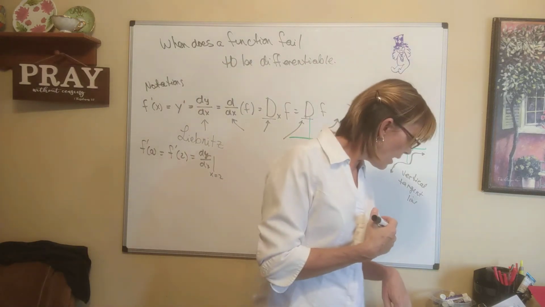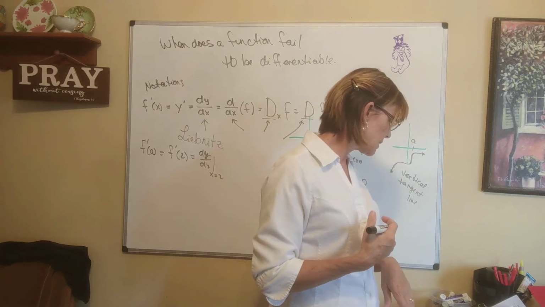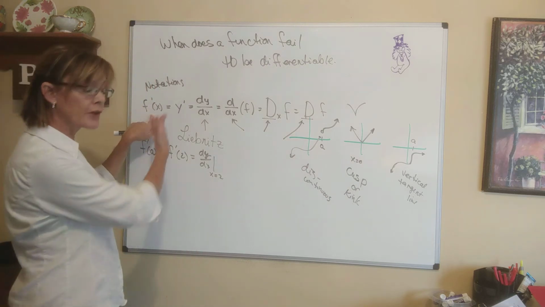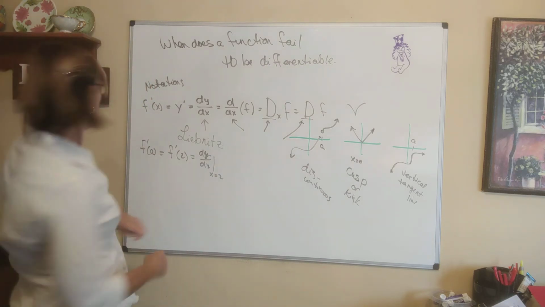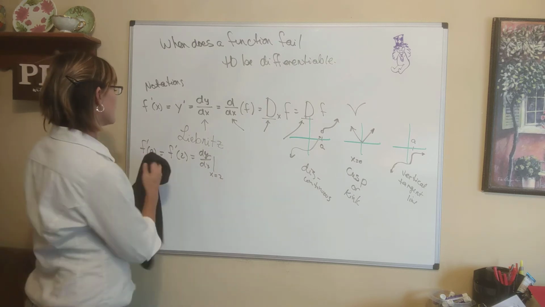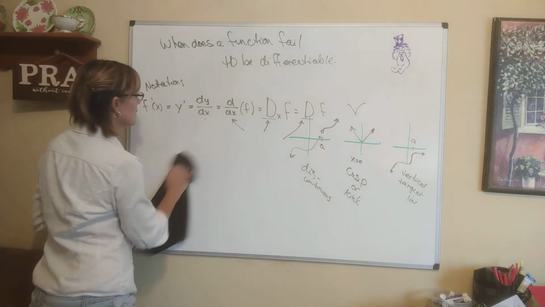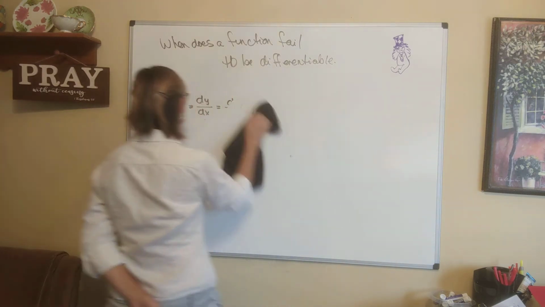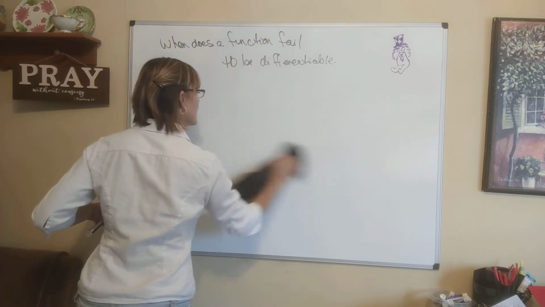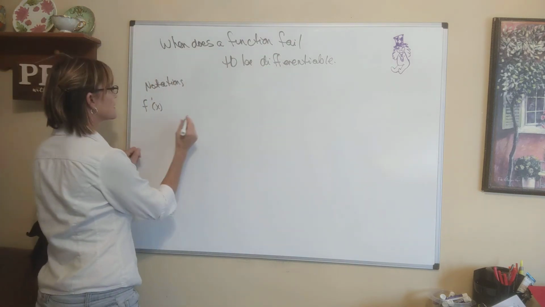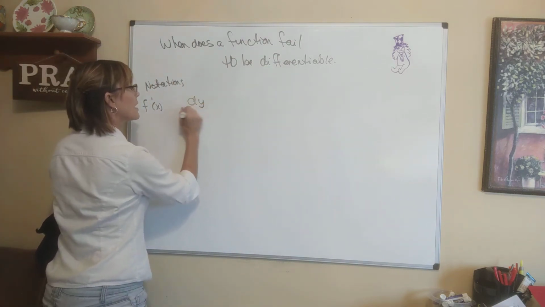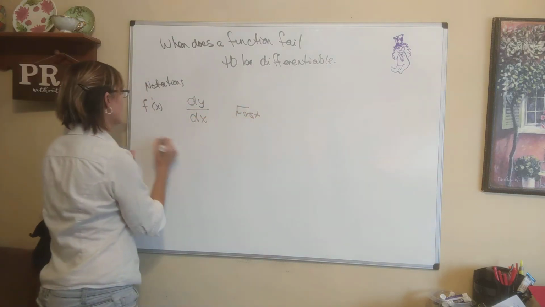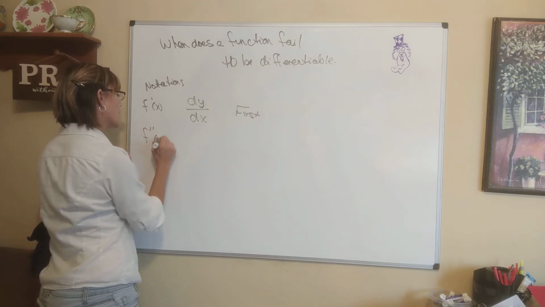Okay, now the last thing I want to talk about on this is higher order derivatives. This right here is known as the first derivative, f prime of x. You can have more than one. You can take a lot of derivatives. We could take a second derivative, and that would look like this. Here's a first derivative: f prime of x, also known as dy dx. Okay, here's a second derivative, f double prime of x.